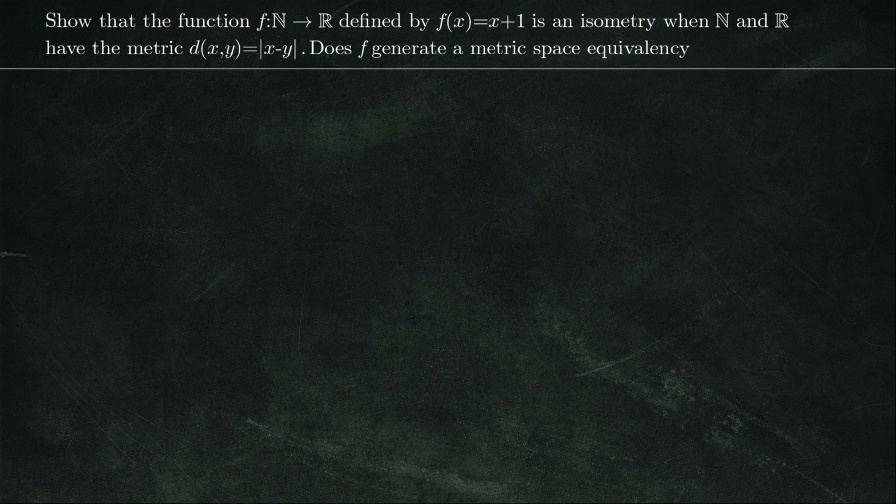However, it does not generate a metric space equivalence. The reason for that is that it's not surjective and therefore can't be inverted, and so we don't get both conditions we need. And the way to see it's not surjective is to show that, because we're only mapping from the naturals, the only points in the codomain that we can map back to N will be integers greater than 1.